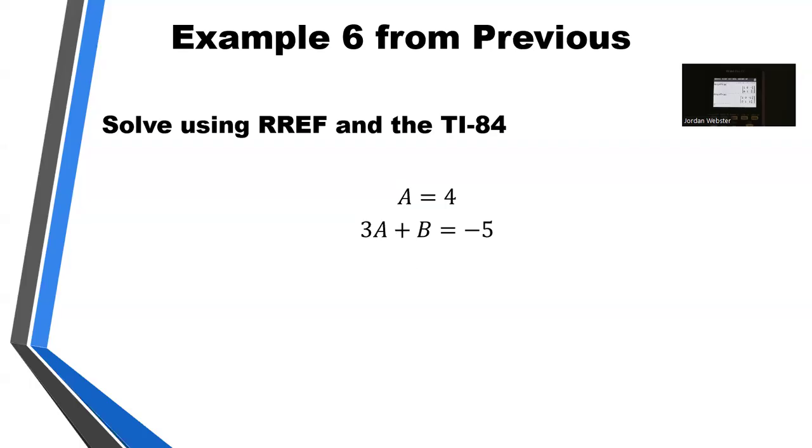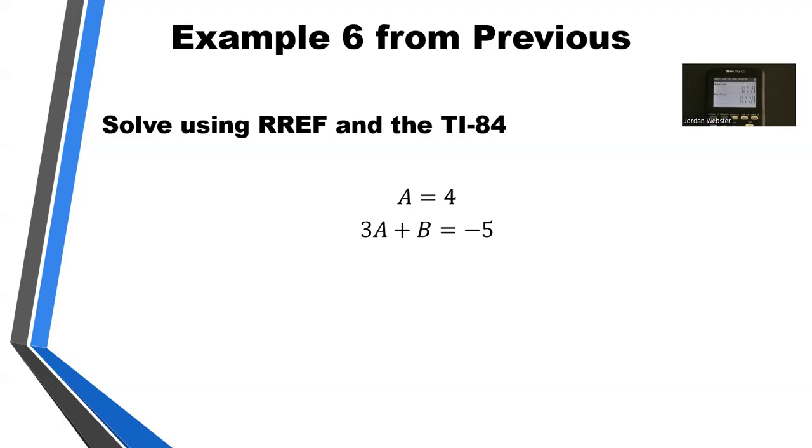I'll do one more example with two equations and two variables. So this was example 6 that we ended up with from the partial fractions section. We got A is equal to 4, and then 3A plus B is equal to negative 5. Now, this one, obviously, by hand, it's very easy to solve because we know A is 4. We can plug that in and solve for B. Again, very easy to solve by hand if you'd like, but this does point out a feature of our augmented matrix that I want to show.